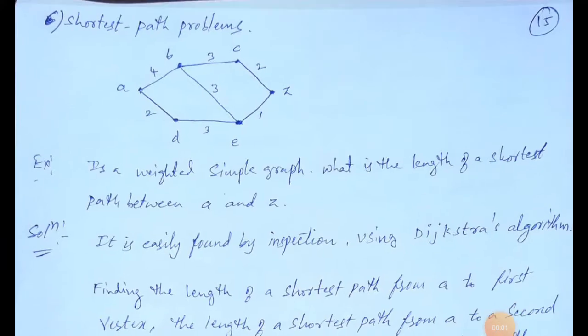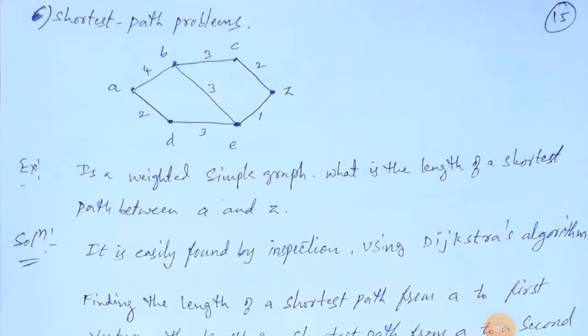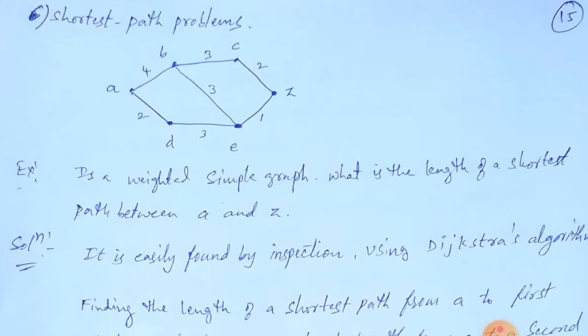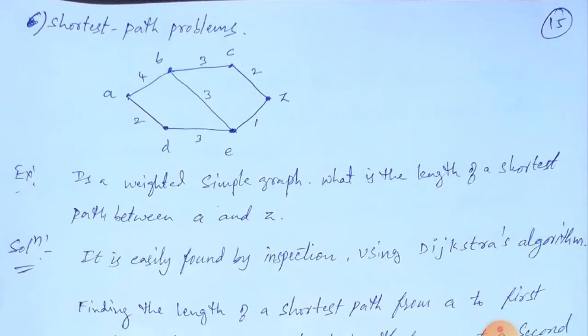Page number 15. This is shortest path problems. This is the sixth topic in our unit, and the graph is given, and for each edge the weights are also given. For example, A to D, there is a weight 2. That means to travel from A to D, the distance is 2. Like that we have to assume; these are called weights.